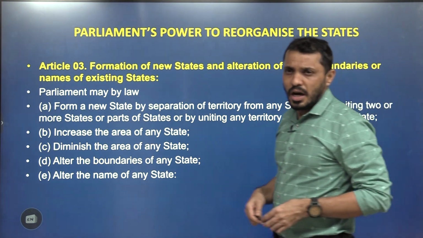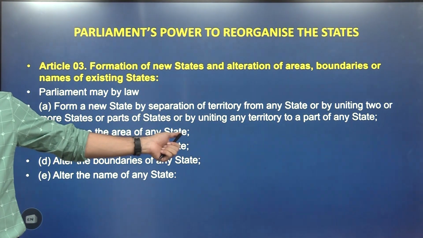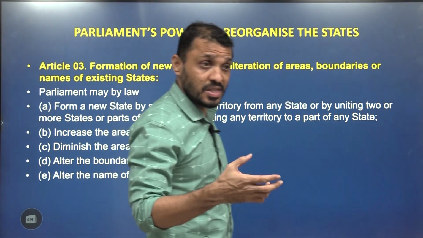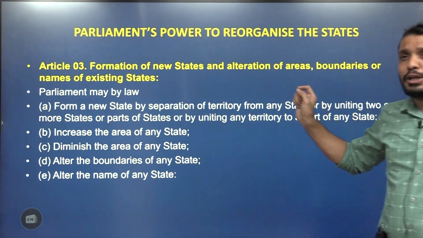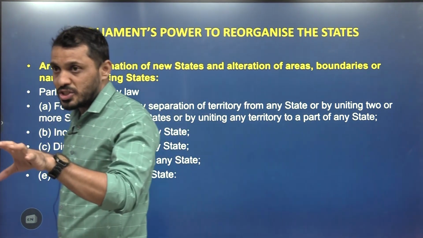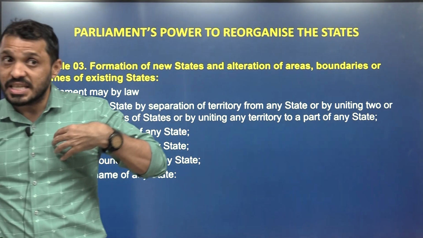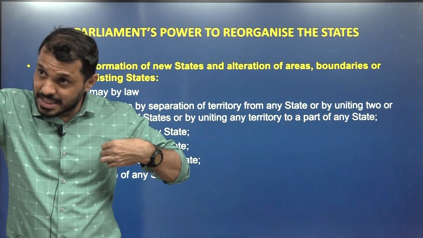Article 3. Article 3 is about the formation of state. It is very relevant nowadays. Nowadays even some people in a few states are demanding separate states. So regarding the separate state bill, you have to remember a few things. Number 1, the state formation bill first starts with the president. From the president, it will not go straight to parliament. From the president, it will go to the concerned state.